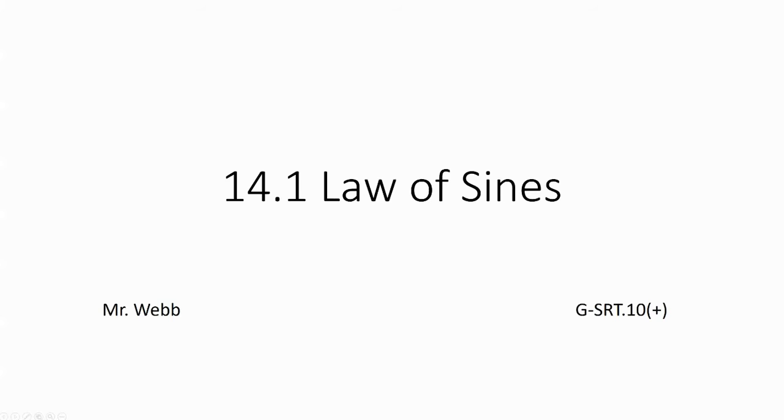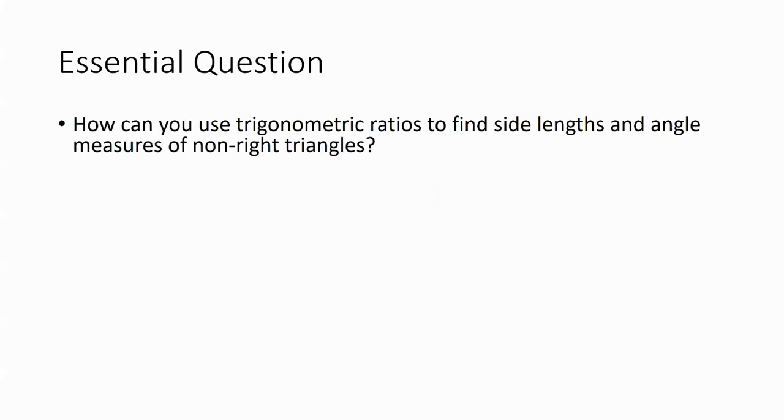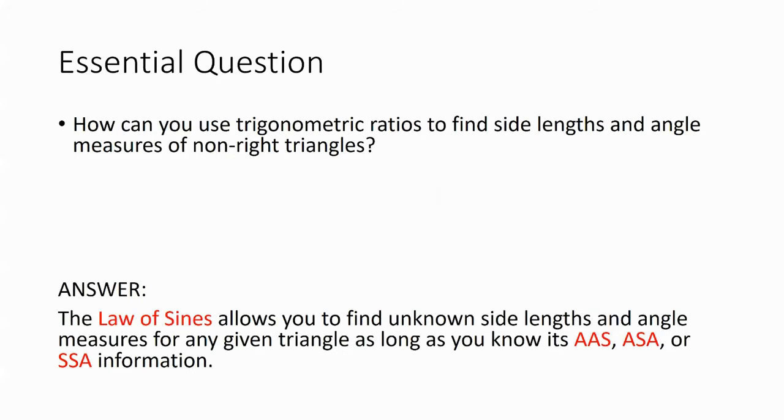For Module 14.1, Law of Sines. Our essential question is how can you use trigonometric ratios to find side lengths and angle measures of non-right triangles? Notice the key word, right? Non-right triangles. So our shortest answer is basically we use the law of sines.